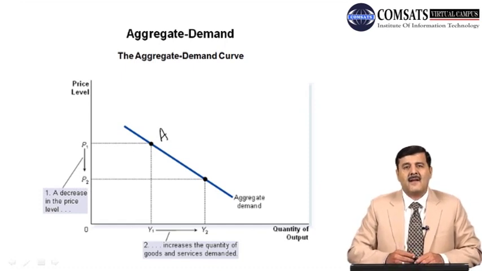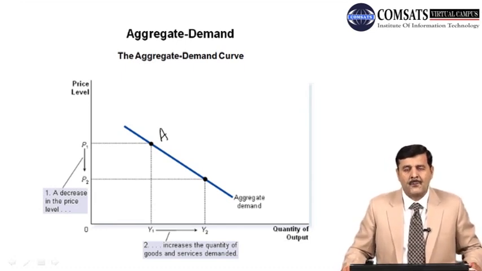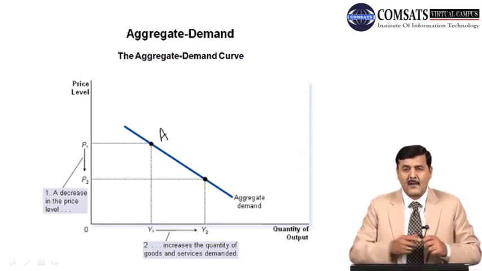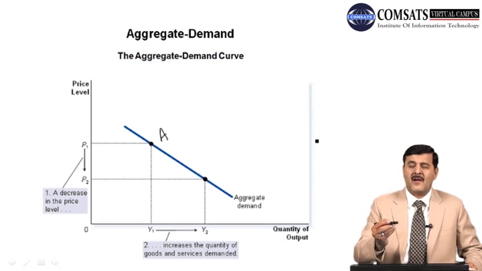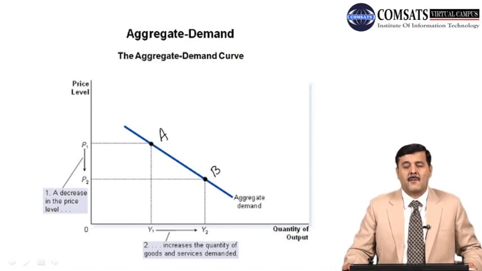So as we said, if there is a decrease in the general price level in the economy from P1 to P2, this will help to increase the level of output in the economy from Y1 to Y2. Now at P2 and Y2 we have another combination of these two parameters, and इसको आप denote करें point B से.